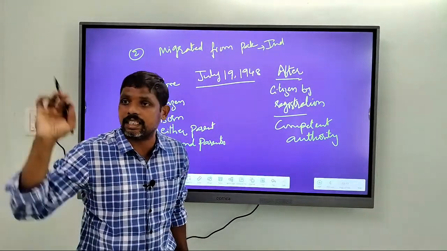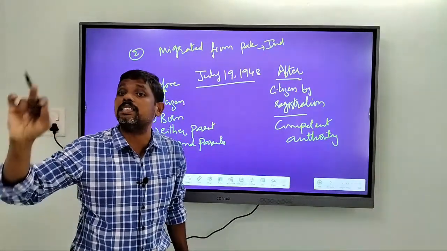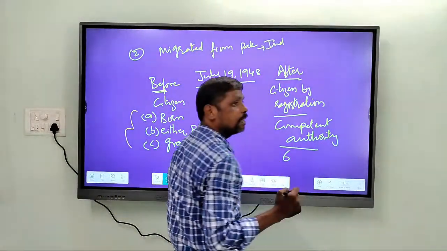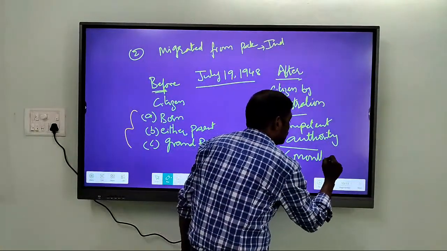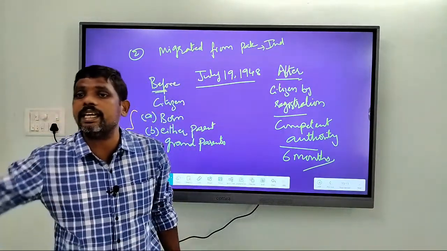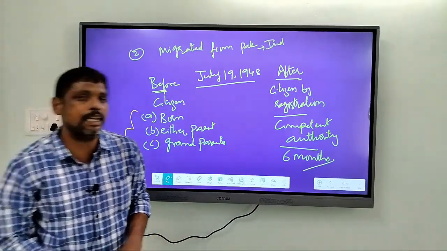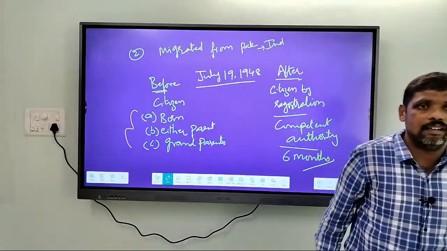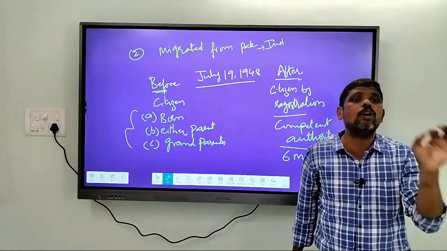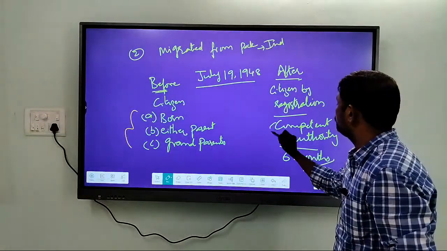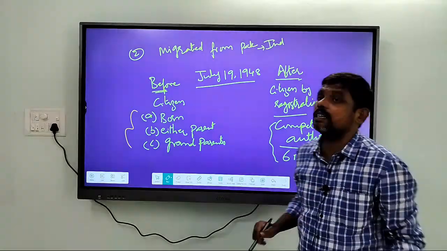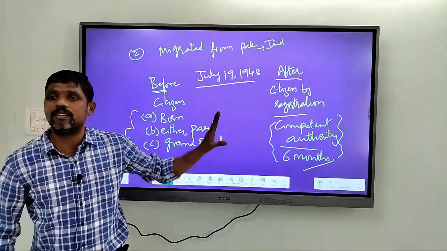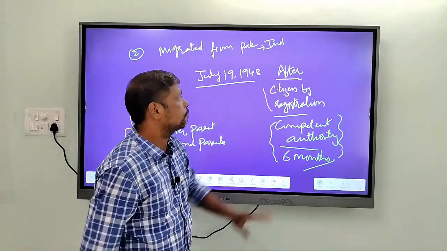The condition to get registered is that the person should stay in India for a period of not less than 6 months before giving the application. That is, 6 months stay is essential to get Indian citizenship. Without staying for 6 months in India, it is not possible to get Indian citizenship. So what is required is this 6 months stay.